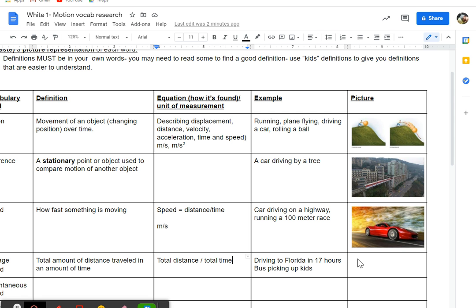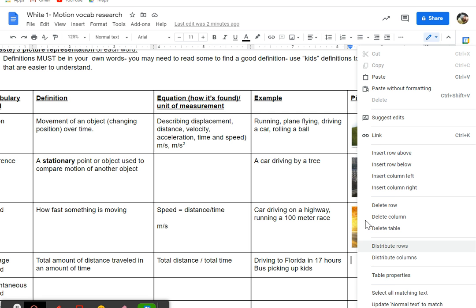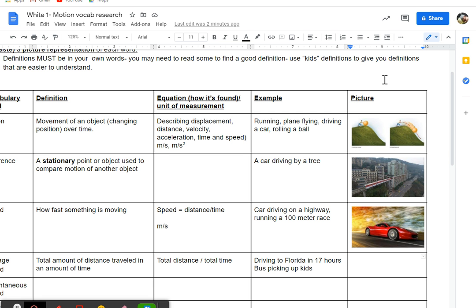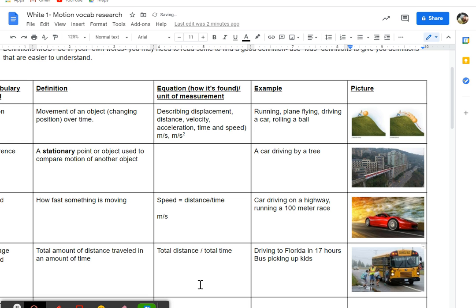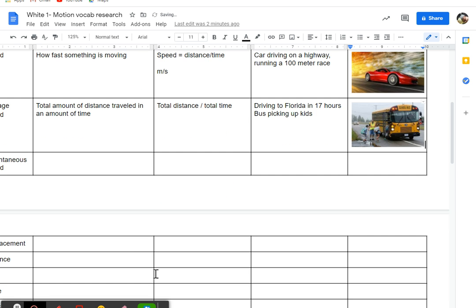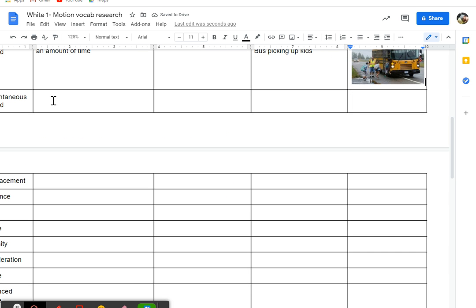Cars, an airplane, the mailman, that's another good one too. That's a lot of stops and starts. You guys are coming up with ones I never even thought of. Okay. Going so slow. All right, the next one is instantaneous speed.